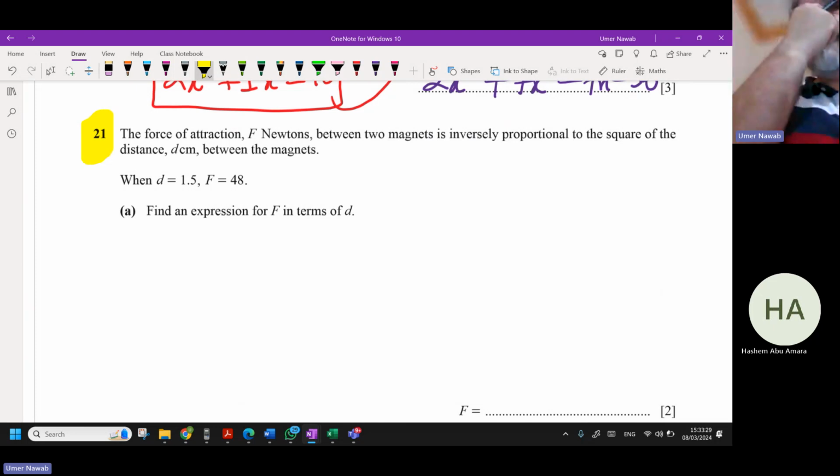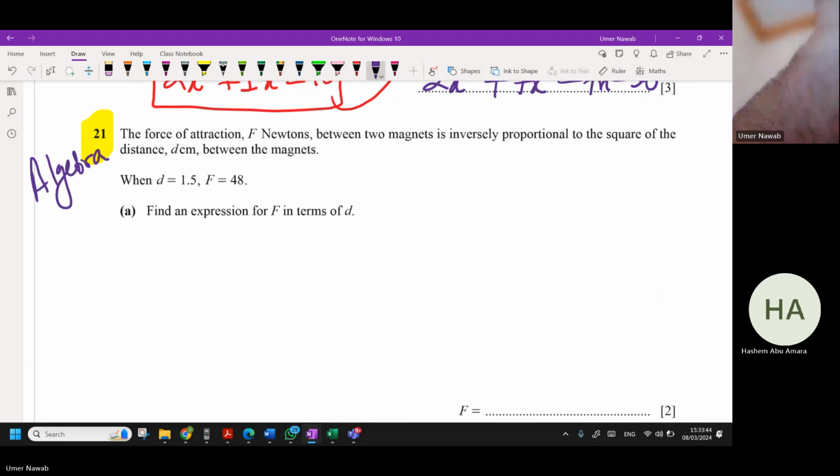Question number 21, guys, it is again algebra. And this one is the first topic when I joined your class in grade 10. It is related to inversely proportional, directly proportional. I call it variation questions. So the name of the topic is called variations. So this is algebra. Subtopic is variations.